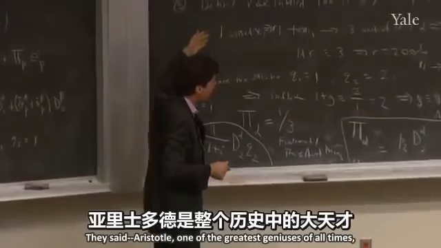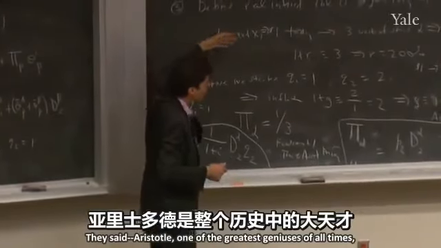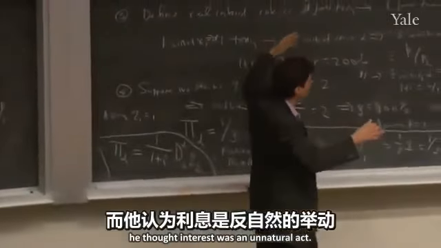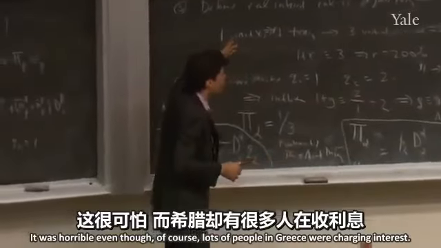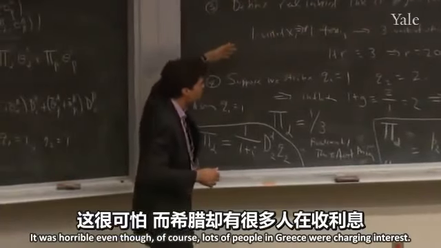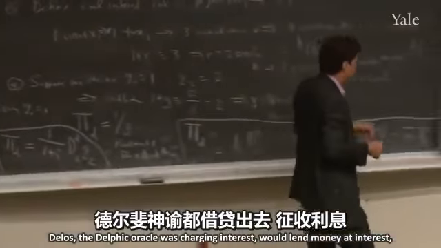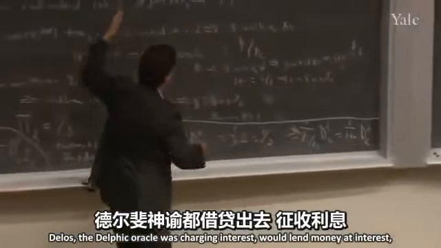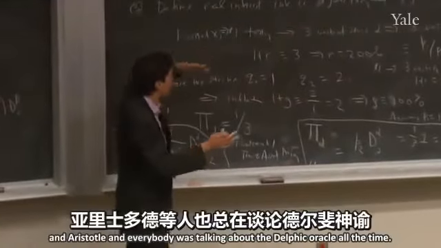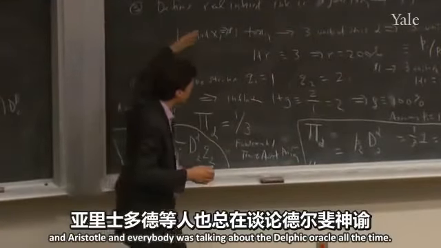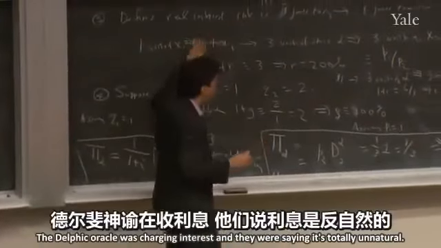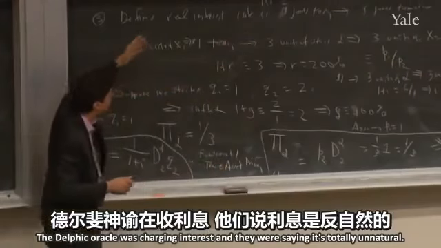They said Aristotle, one of the greatest geniuses of all time, thought interest was an unnatural act. It was horrible. Even though of course lots of people in Greece were charging interest, and the Delphic oracle would lend money at interest. Aristotle and everybody was talking about the Delphic oracle all the time. They weren't even paying attention. The Delphic oracle was charging interest, and they were saying it's totally unnatural.